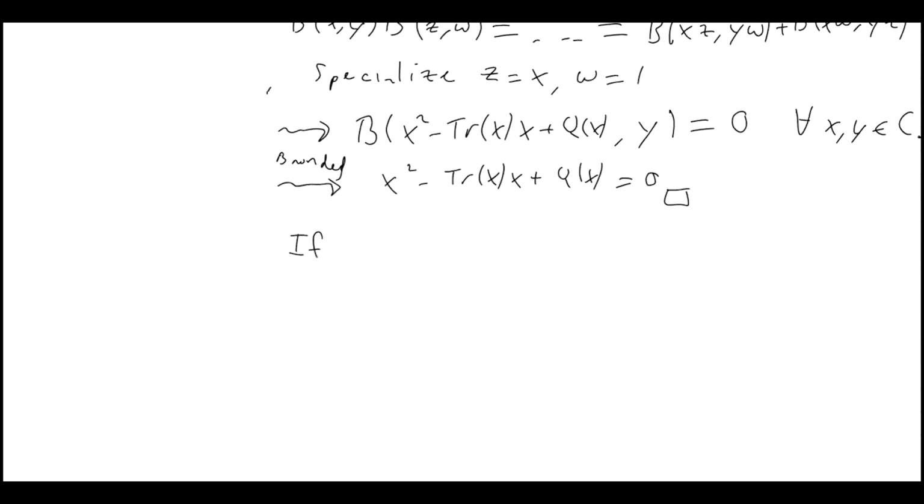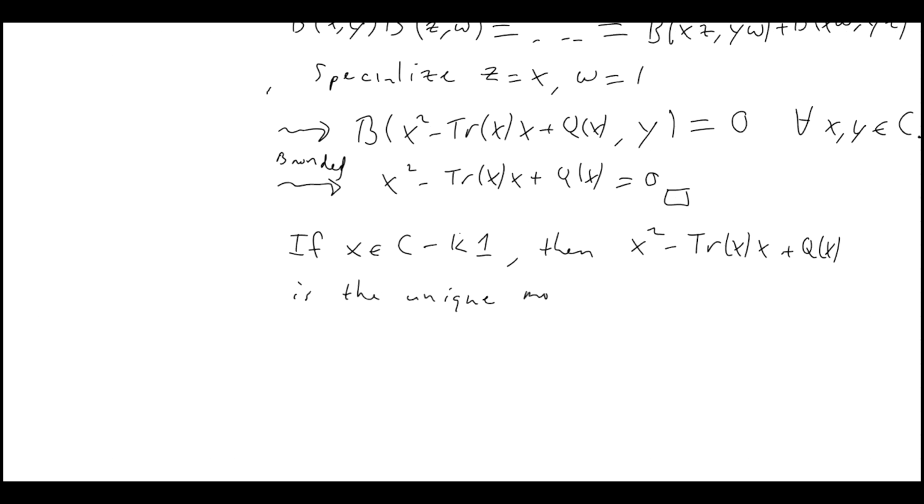Okay, so if X is in the composition algebra, but not a multiple of the identity, then the characteristic polynomial is unique. It is the unique monic quadratic polynomial killing X.